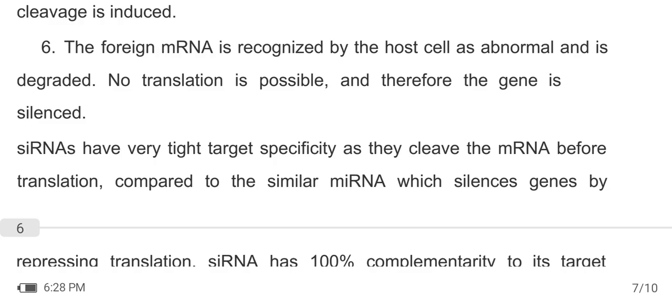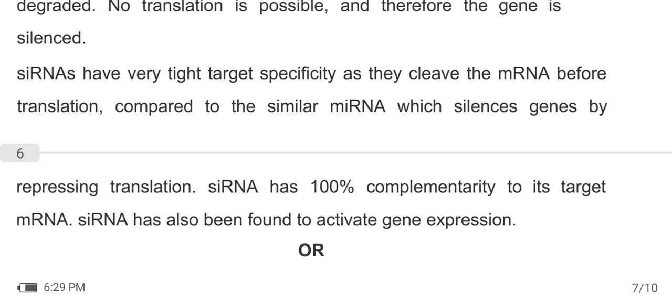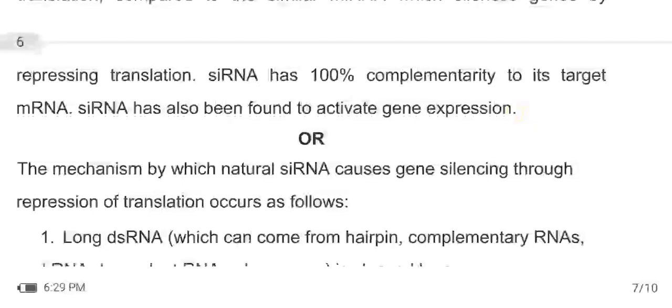Now translation is not possible, and therefore the gene is silenced. siRNA have very high target specificity as they cleave mRNA before translation, compared to the similar miRNA which silences genes by repressing translation. siRNA has 100% complementarity to its target mRNA. siRNA has also been found to activate gene expression.